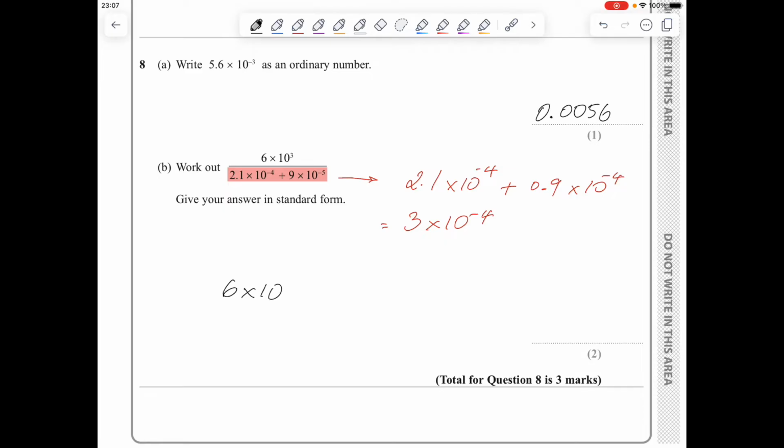6 times 10 to the 3 over 3 times 10 to the minus 4. First, I'll divide the numbers at the beginning. 6 over 3 is equal to 2. And then for these two, I will subtract the powers. So I have 7, which is basically 3 minus (minus 4). And that's my final answer.